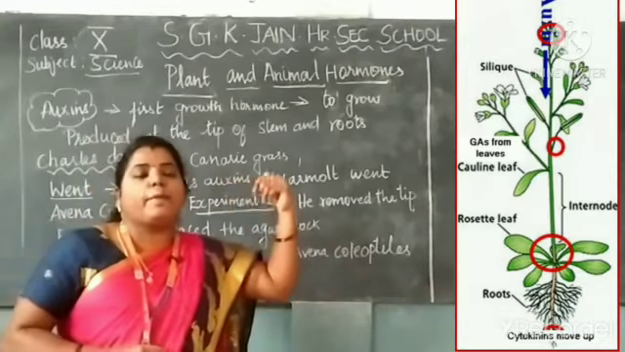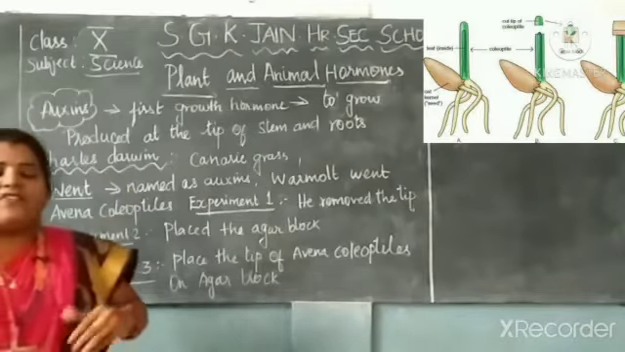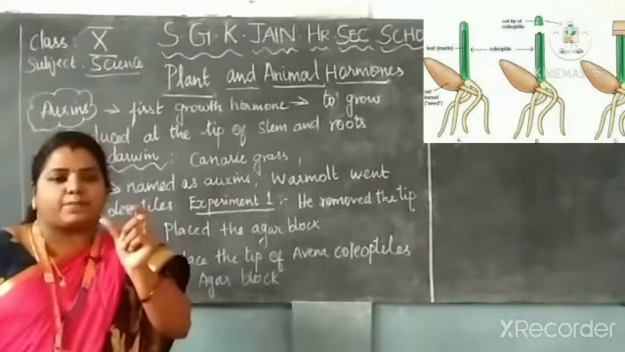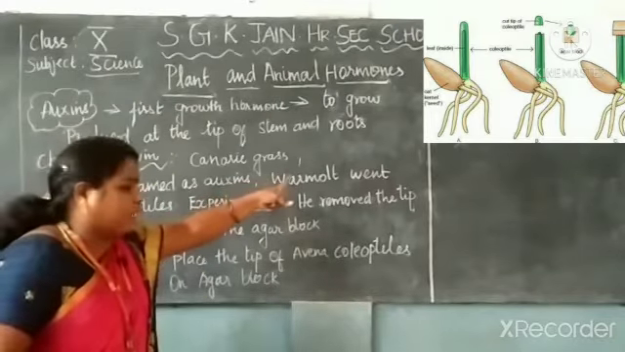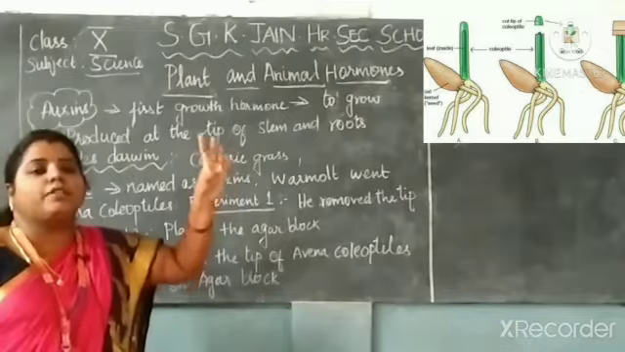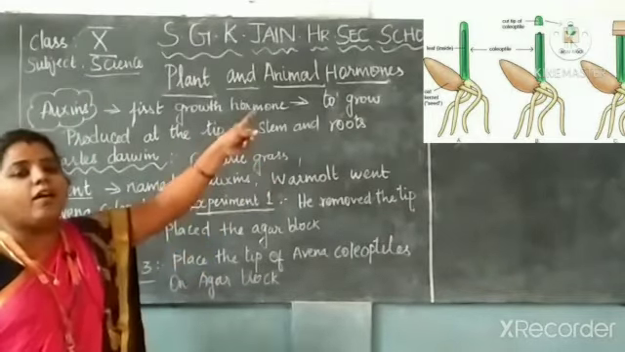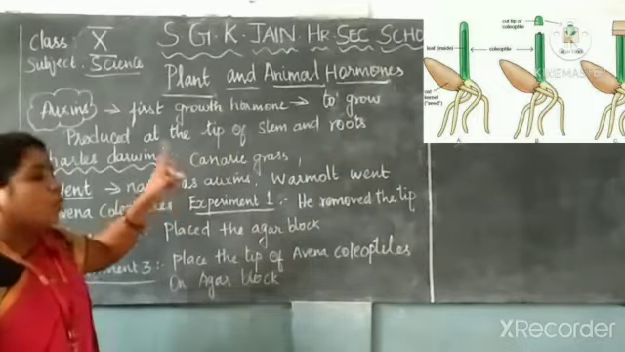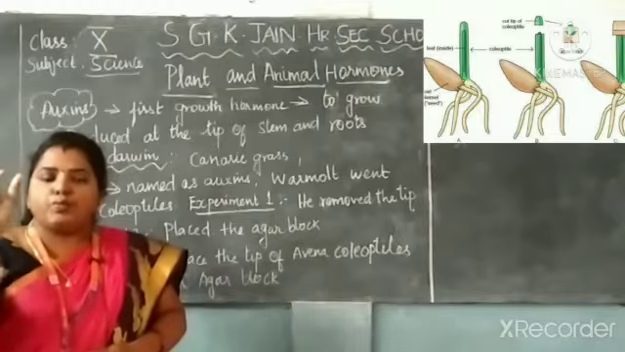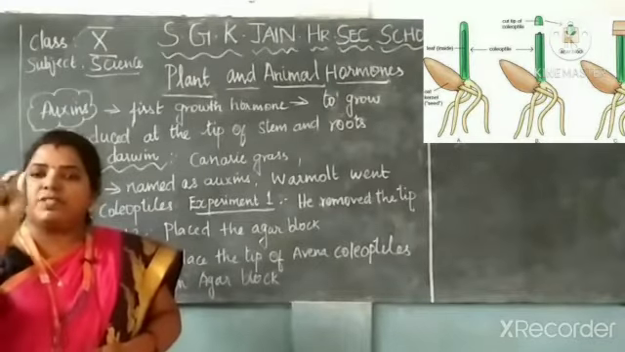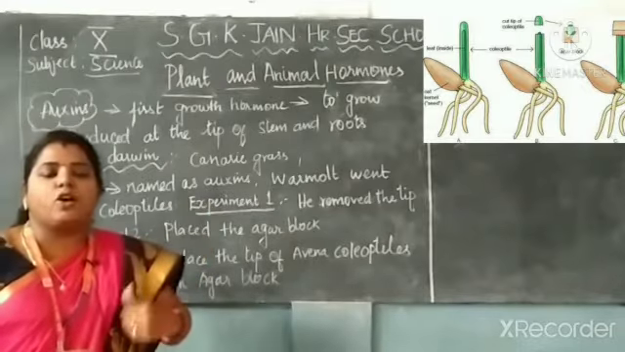The next scientist after Charles Darwin is Went. It is a very famous experiment, Went's experiment, whose full name is Frits Went. Went's experiment is based on plant hormones, a famous experiment related to finding the hormones. Who named the hormone which promotes growth and is present at the tip? Went named it auxin.